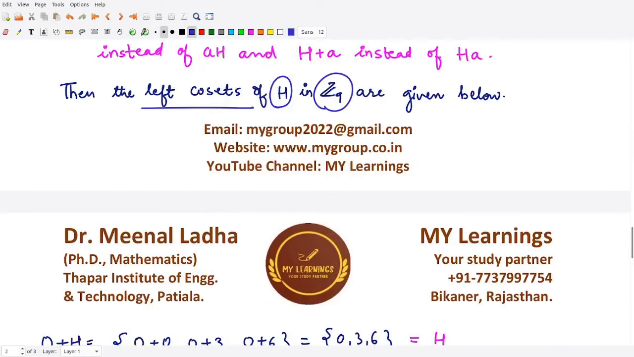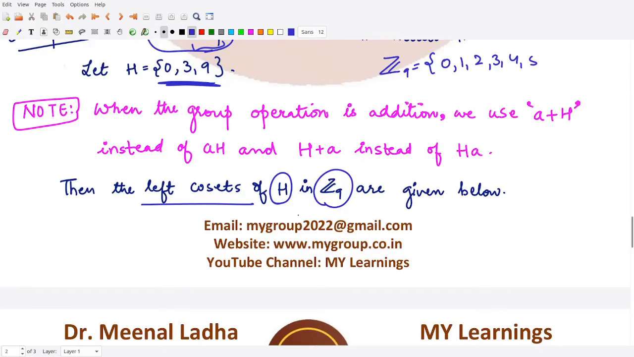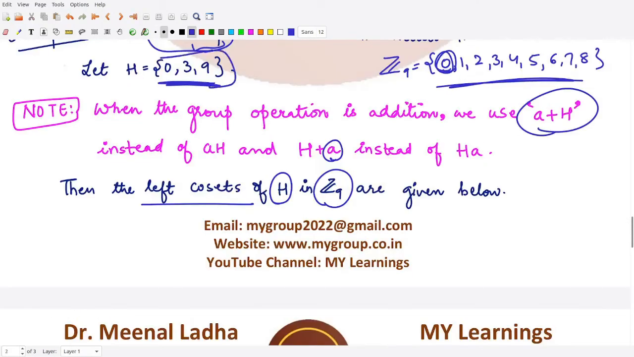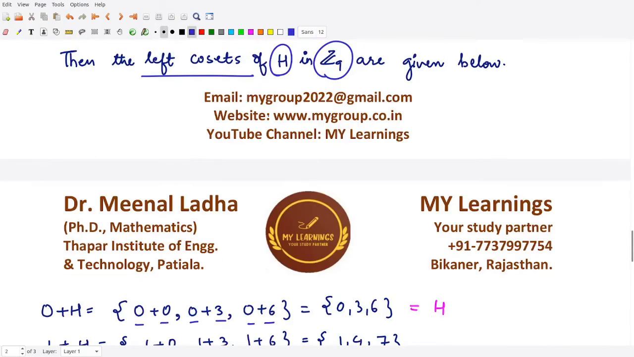The first coset is obtained when we take the first group element a as 0. Because we know these are all the group elements, let's take 0 plus H first for the left cosets. So 0 plus H is 0 plus 0, 0 plus 3, 0 plus 6. We are just adding 0 to all the elements of this subgroup. Remember that the addition is taken under mod 9. So we have 0 plus 0 is 0, 0 plus 3 is 3, 0 plus 6 is 6, which is again our subgroup H.